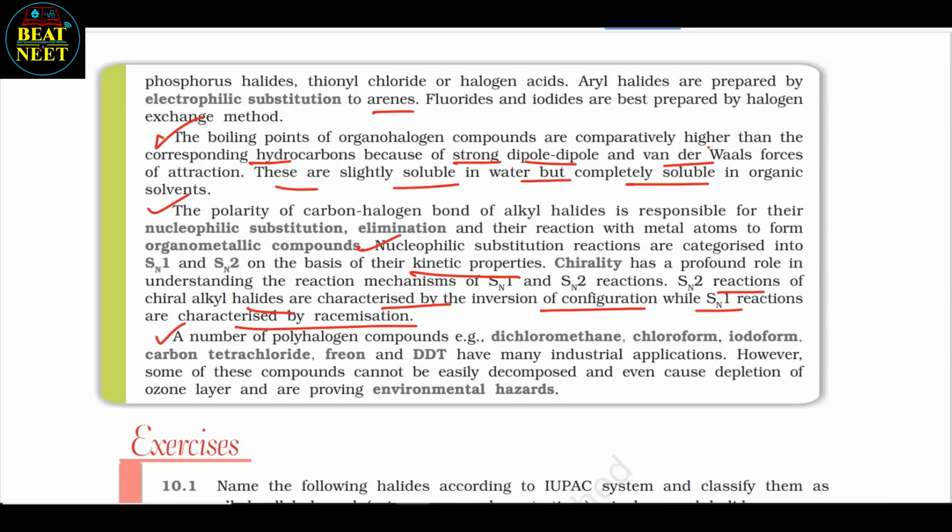A number of polyhalogen compounds, for example dichloromethane, chloroform, iodoform, carbon tetrachloride, freon and DDT have many industrial applications. However, some of these compounds cannot be easily decomposed and even cause depletion of the ozone layer and are proving environmental hazards.